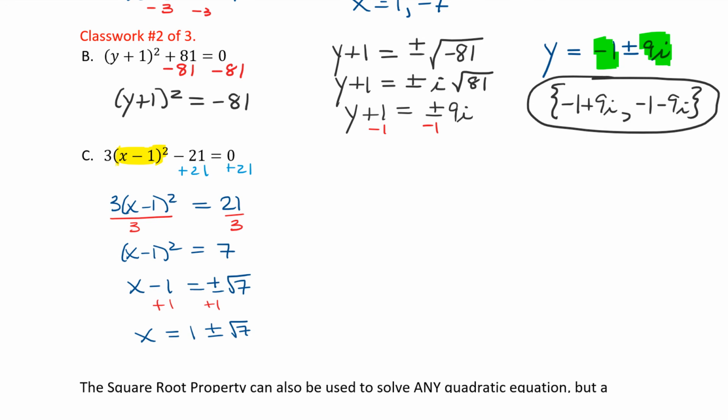1 and square root of 7 are not like terms because there's no square root of 7 in the first term. So we're going to just write our final answer as 1 plus the square root of 7, and then 1 minus the square root of 7.